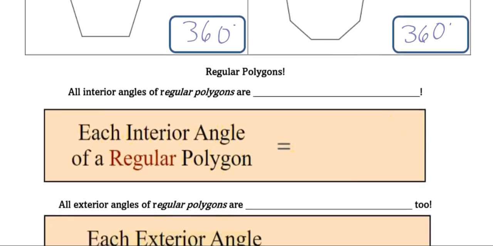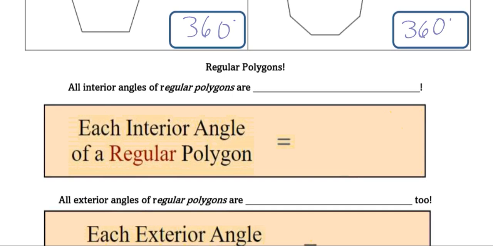Now we'll get into regular polygons, and they have a special feature to them. Actually, all the sides, and here I'm just going to be talking about the angles, but all the angles are congruent. All the interior angles are congruent, and therefore all the exterior angles have to be congruent also.